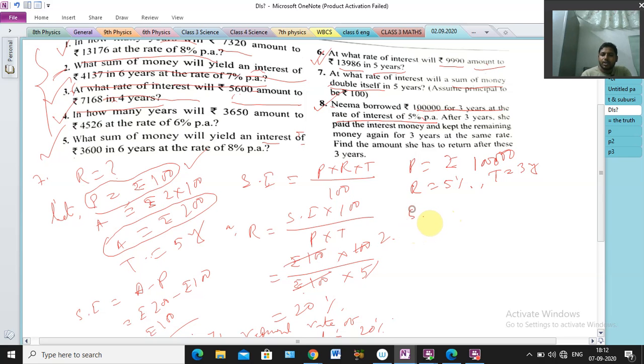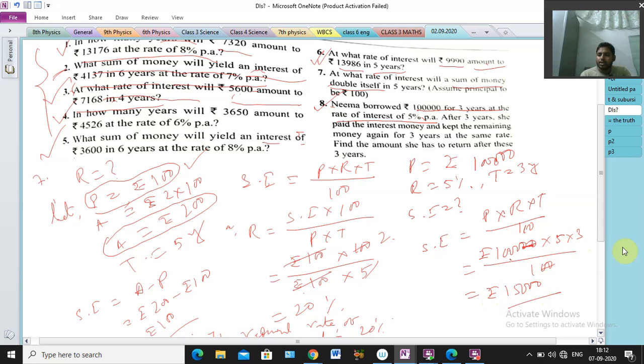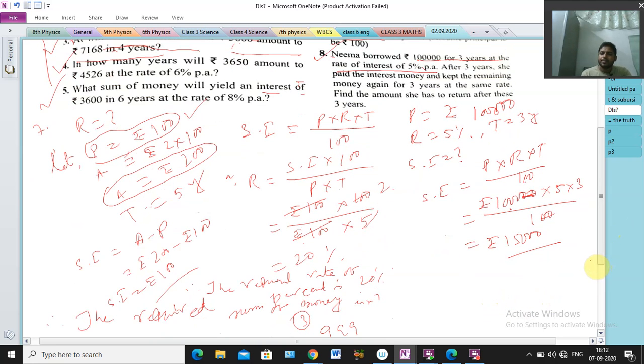At first we find SI. The SI formula is P into R into T by 100. Put the values: principal 1 lakh, rate of interest 5%, time 3 years, divided by 100. Now cancel it: 100 means 20 cancels here and there. So we get 5 3s are 15, and 15 into 1000 means 15,000. That is the simple interest.